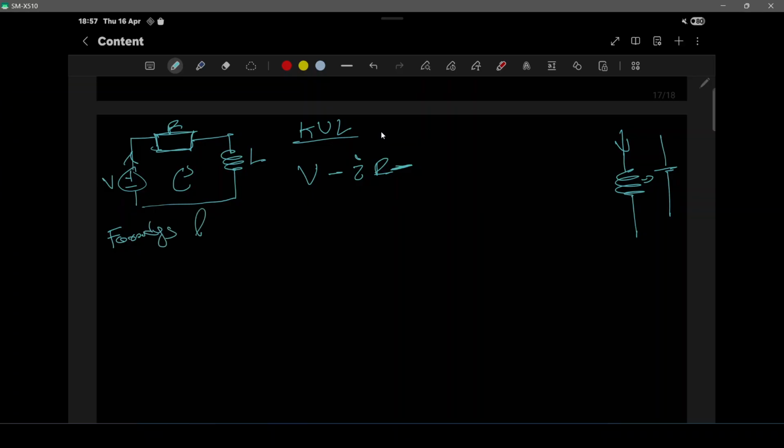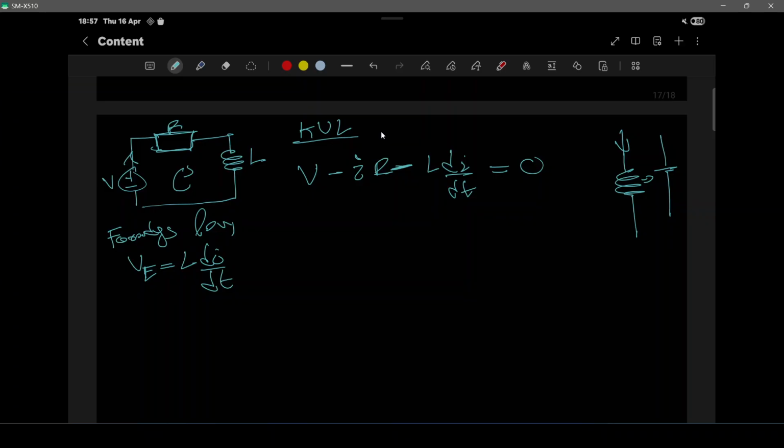Faraday's law. We know that the inductor voltage, say E_V or V_L, is equal to L times di over dt. So L times di over dt is equal to 0. So here we have our differential equation. This is a first order differential equation. We have to solve this.